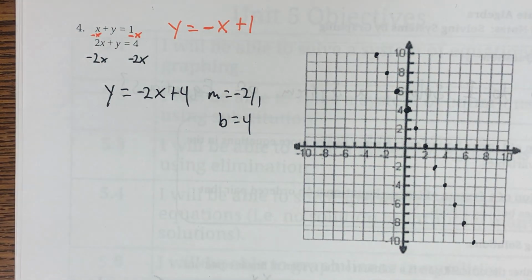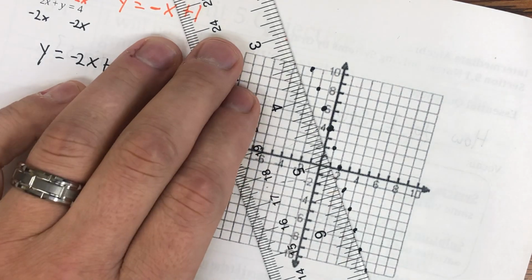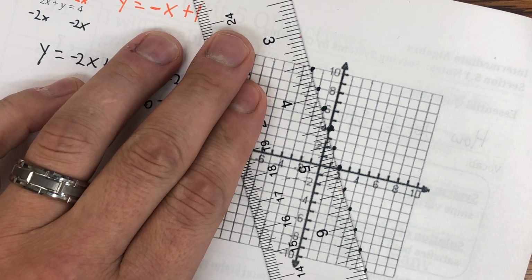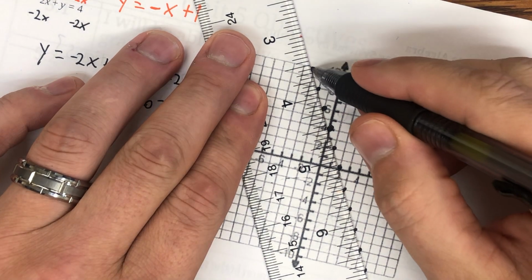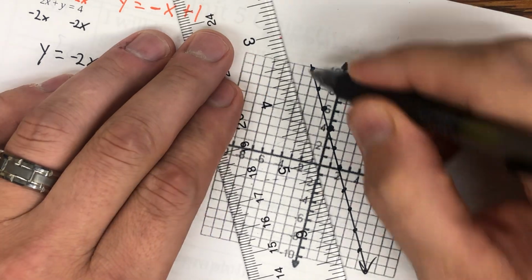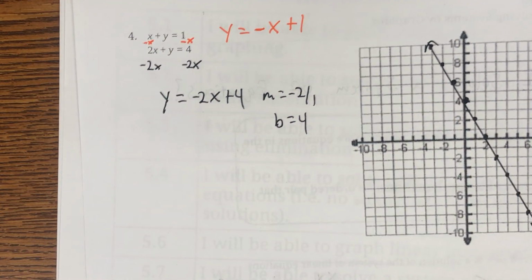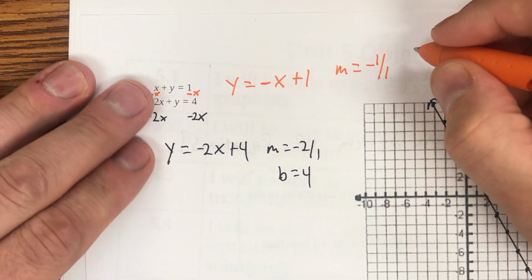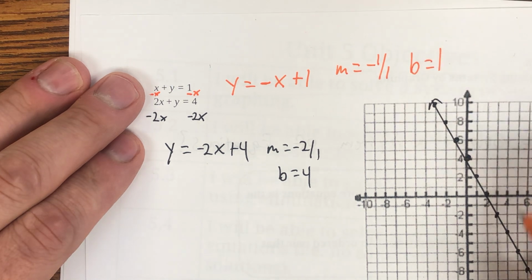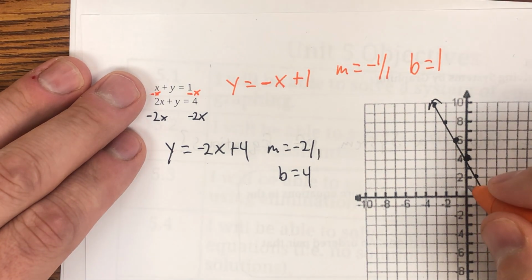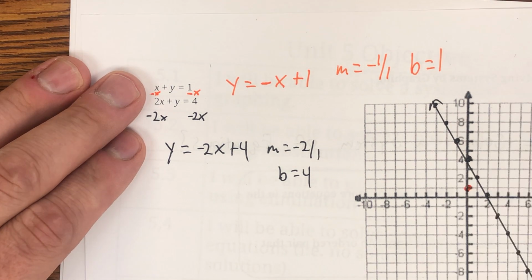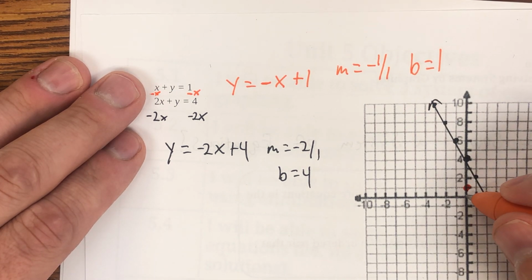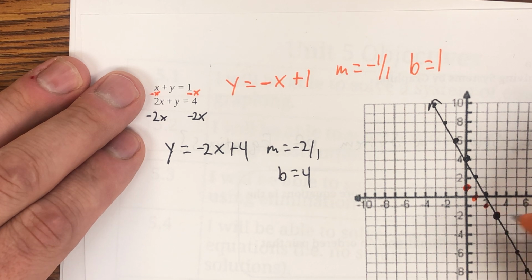All right, first line is complete. Taking out my straight edge, drawing it in as neatly as I possibly can. There we go. Okay, orange line. m is equal to negative 1 over 1, and b is equal to 1. So the y-intercept is up 1, and our slope is down 1, right 1. Down 1, right 1. Down 1, right 1. There it is.